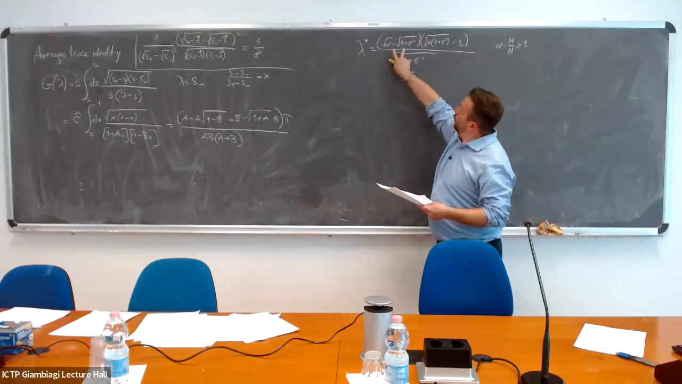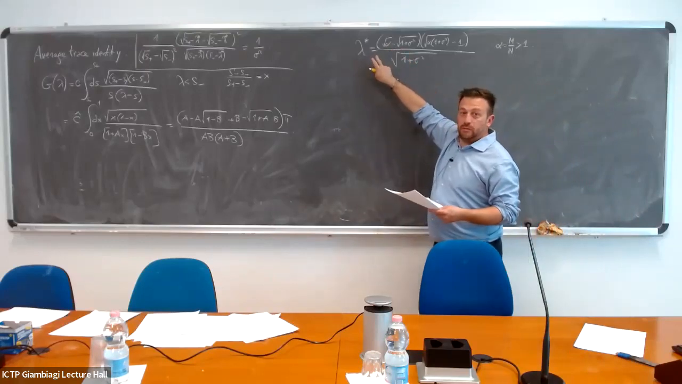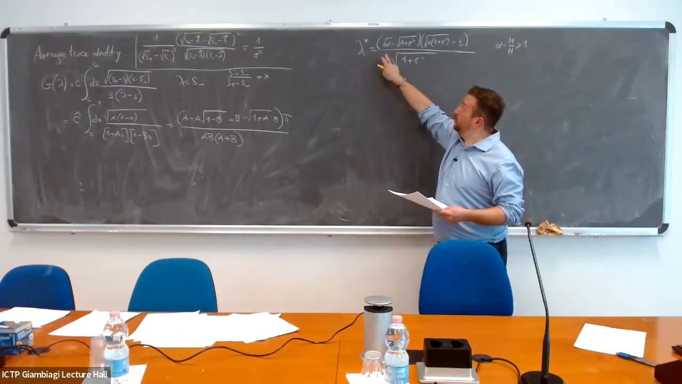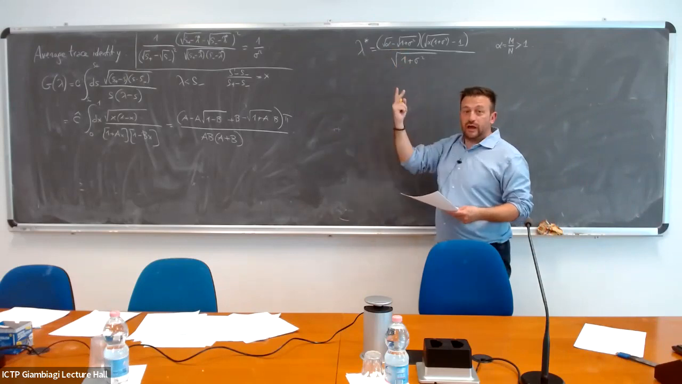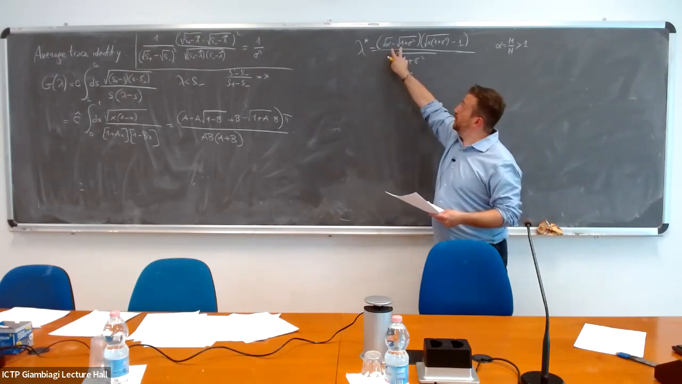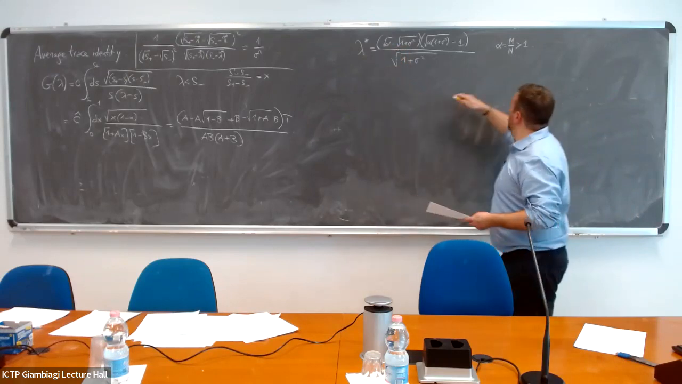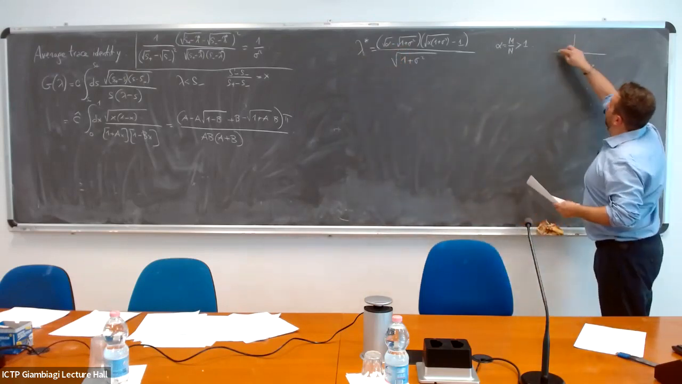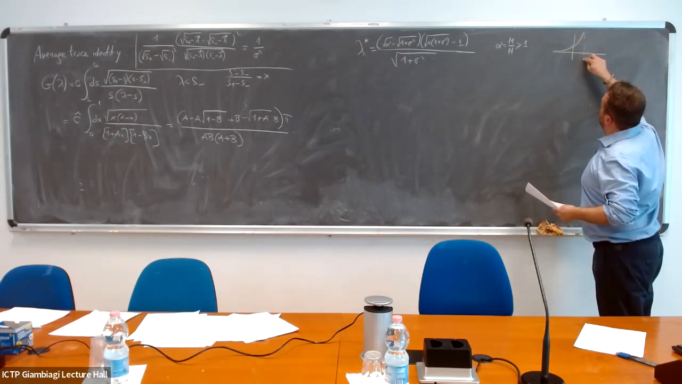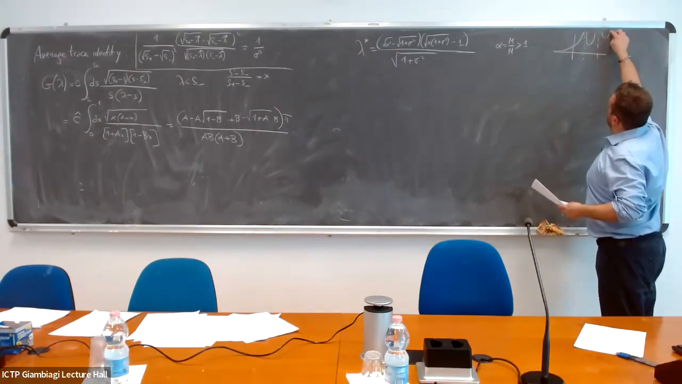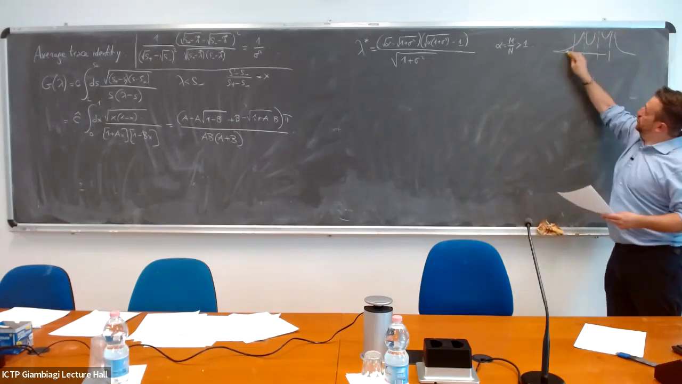So first of all, we see that lambda star, the minimum Lagrange multiplier, changes sign at some point, depending on whether alpha is larger or smaller than one plus sigma squared, which is in agreement with this picture.